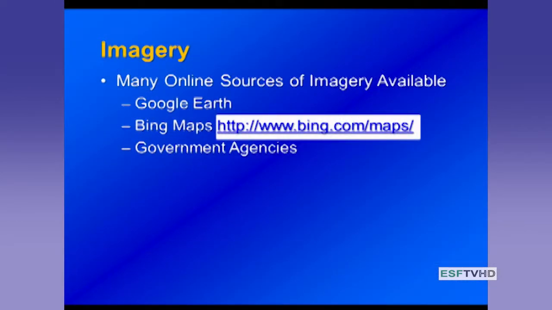And Google Earth also has the ability to go back in time. They have archived aerial photographs going back probably to somewhere around the 1990s. So you can look at even a time series of aerial photographs. The other sources would be Bing Maps, and there are various government agencies, state, local, and federal, that also have maps displayed online.